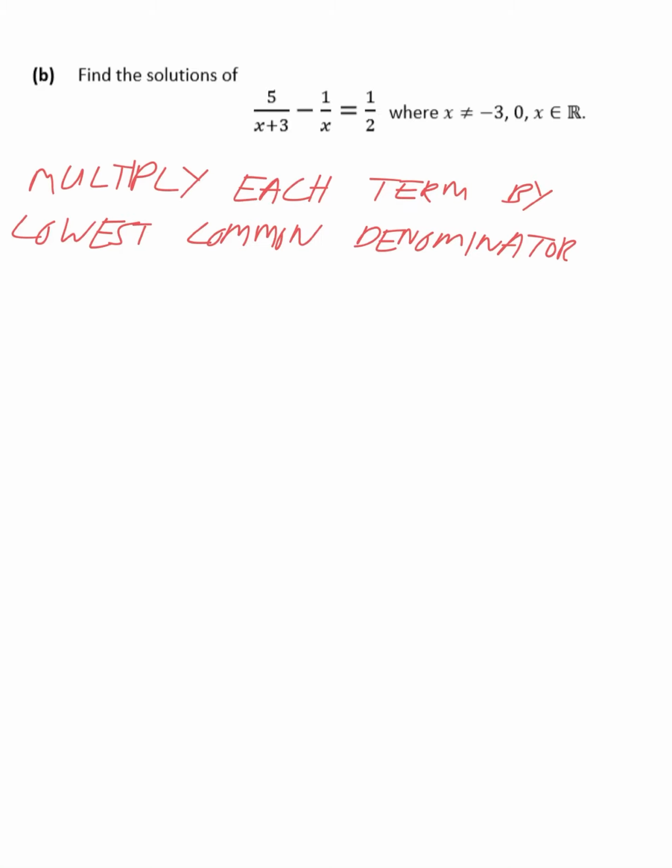And when you have algebraic terms as your denominators, our lowest common denominator is just going to be all of those multiplied by each other. So the LCD, lowest common denominator in this question, will be 2 times x times x plus 3. So that can just be written as 2x times x plus 3. So I'm going to multiply every term by this.